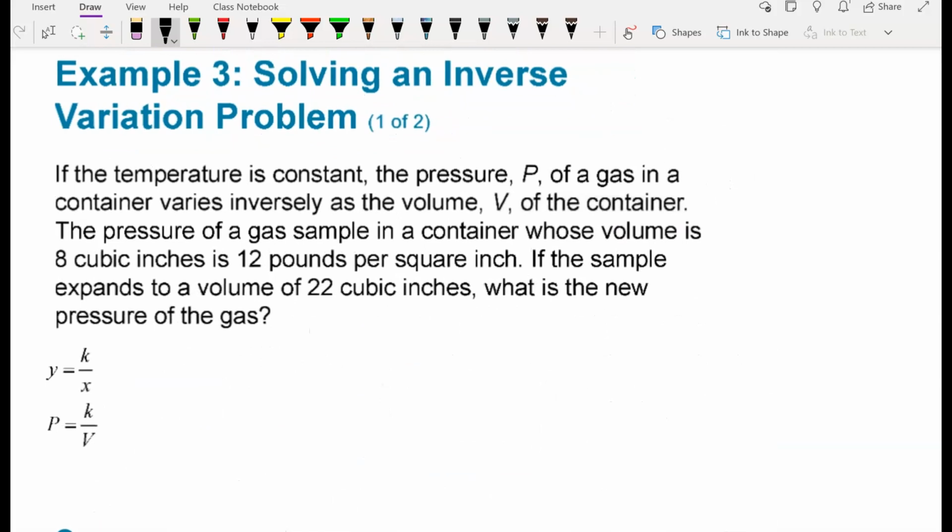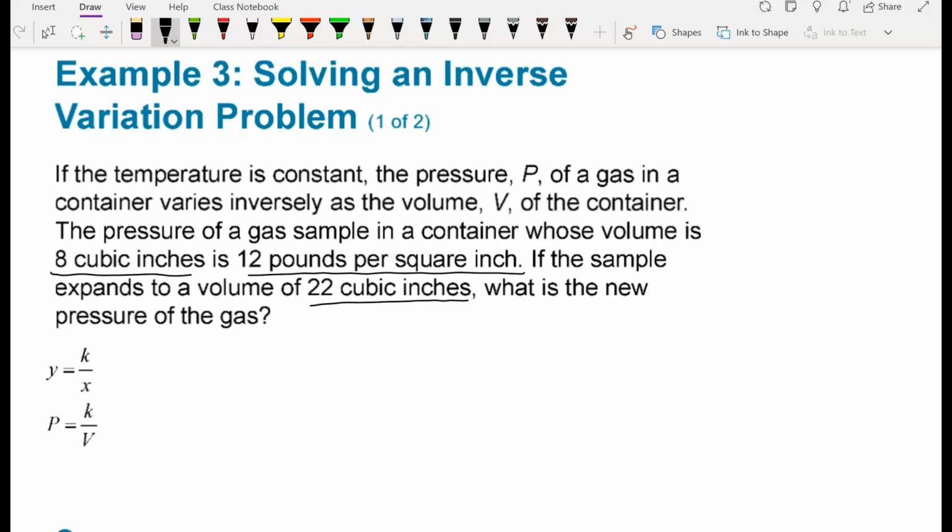All right. If the temperature is constant, the pressure P of gas in a container varies inversely as the volume V of the container. The pressure of a gas sample in a container whose volume is 8 cubic inches is 12 pounds per square inch. If the sample expands to a volume of 22 cubic inches, what is the new pressure of the gas?